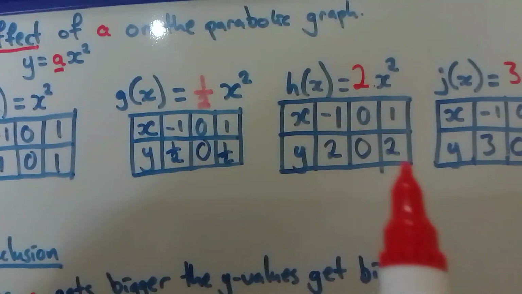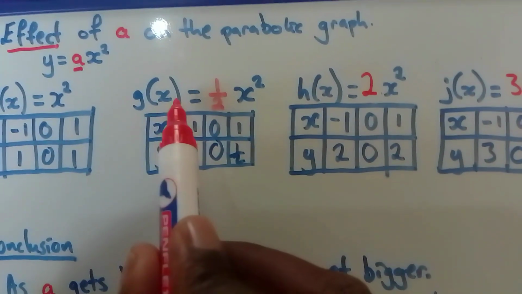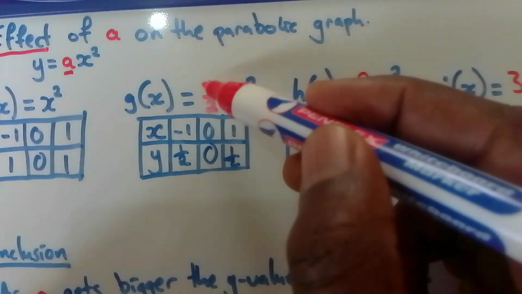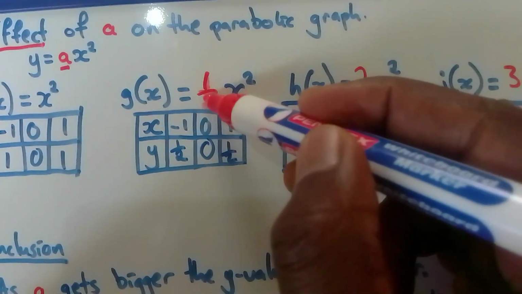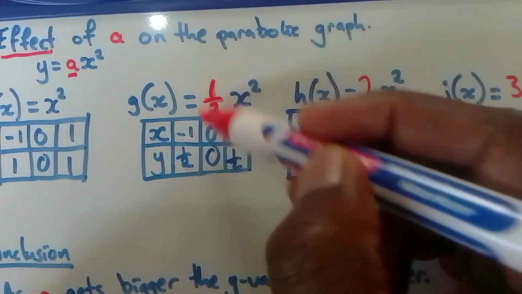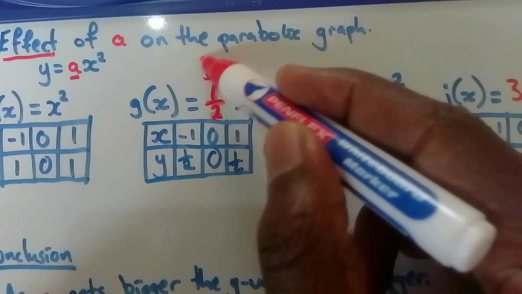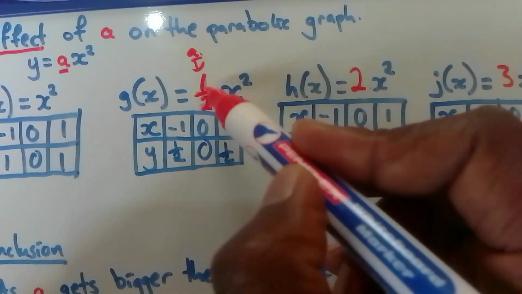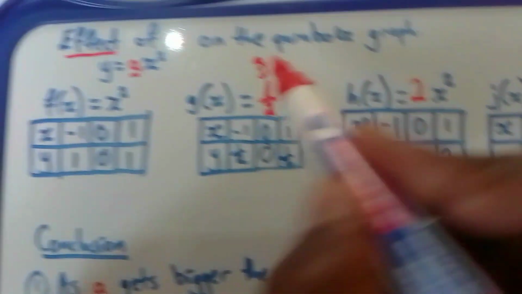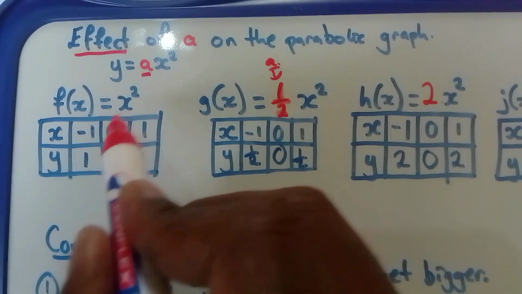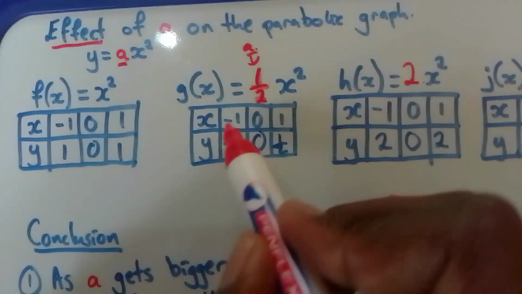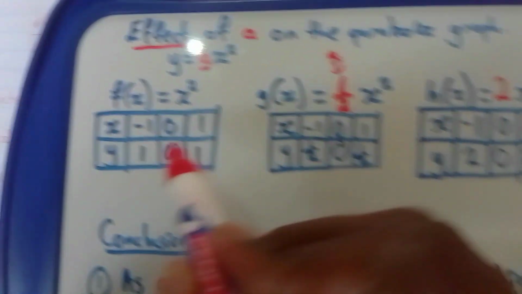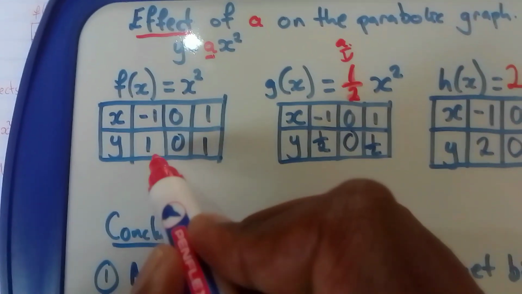Now, what happens? We've got a second graph, which is called g(x), whereby the a is what? The a is half, or half x squared. So this is our a here. Now we want to know, how does this a of half change this graph of x squared? Now observe, when x is negative 1, we are getting half, whereas when x was negative 1, we had 1.